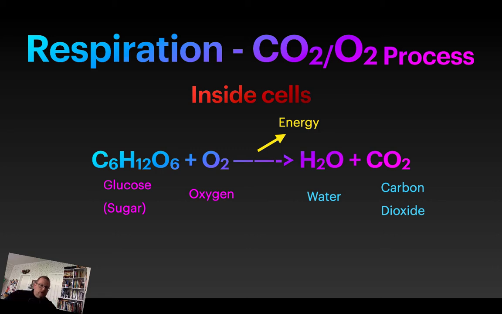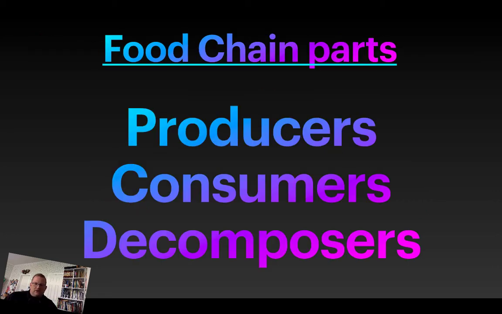Now, this is where the connection comes. We have to talk just a minute about the parts of the food chain. You guys already know this. This is stuff that you learned, if not in 6th grade, before that. So, you know, what's a producer, what's a consumer, what's a decomposer?